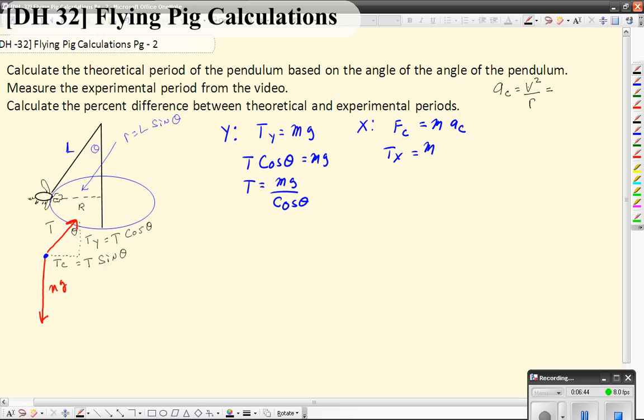And on the other hand, remember relating angular quantities to linear quantities, the tangential velocity is equal to omega r, or the centripetal acceleration is equal to omega squared r when you plug that in there. So it's going to be equal to omega squared r. And that's what I'd like to go with.